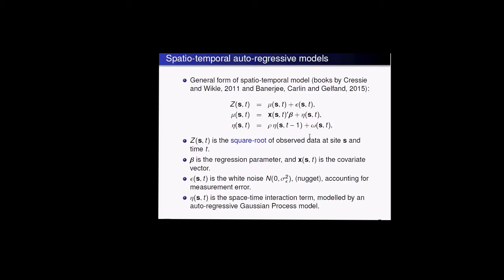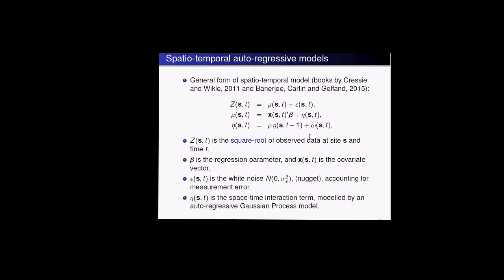The basic modeling setup is well documented in books by Cressie and Wikle, Banerjee, Carlin, and Gelfand on spatial and spatiotemporal modeling. So three equations are there, like Z_st = mu_st + epsilon_st. Z_st is the square root of observed data at site s and time t. So the first equation is square root of observed data equals true value plus error, and the errors epsilon_st are white noise, independent normal(0, sigma squared epsilon) errors. In spatial statistics this is called the nugget effect, which accounts for measurement error.